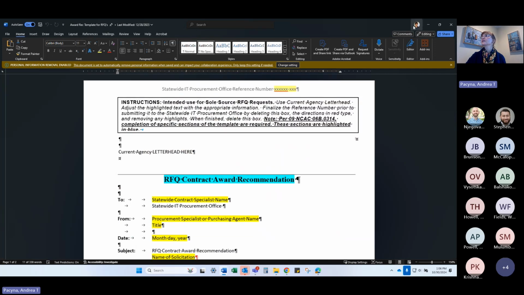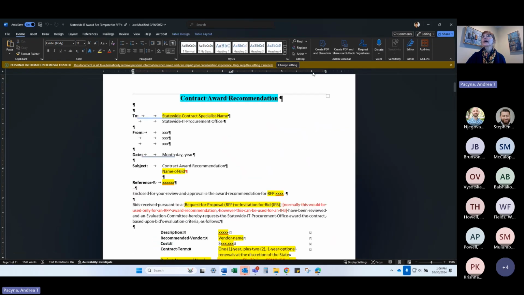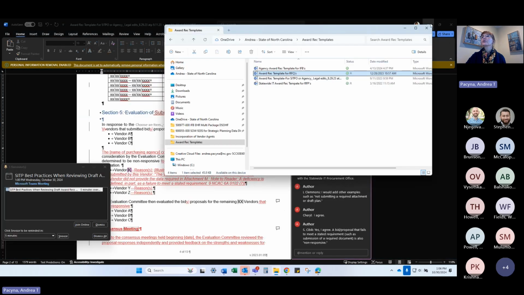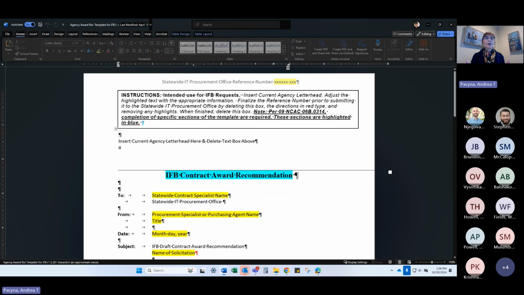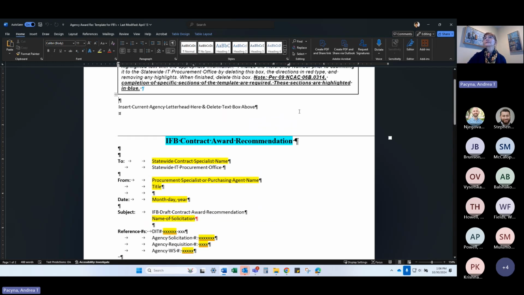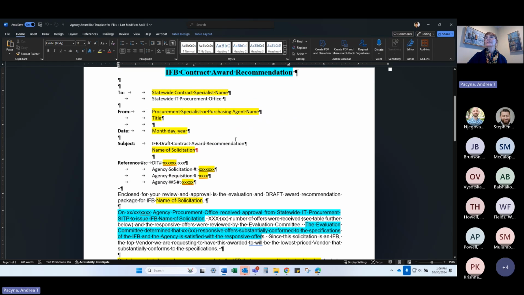So let me just close out of there. Let's go look at the templates for IFBs. And again, I recently created this template, and the way I formatted it was so that the contract specialist or strategic sourcing specialist can easily extract the data and upload certain things into your PTA to award. Okay, IFB contract award recommendations.